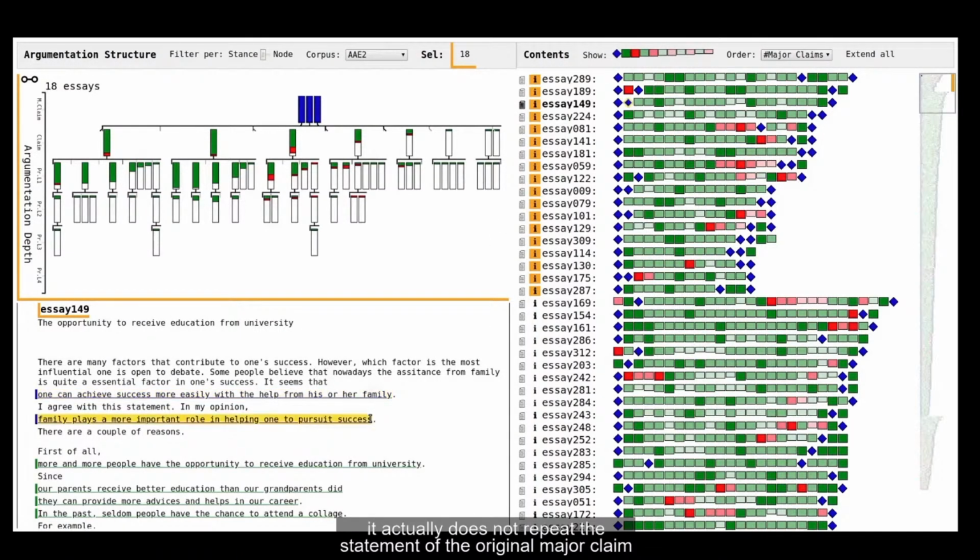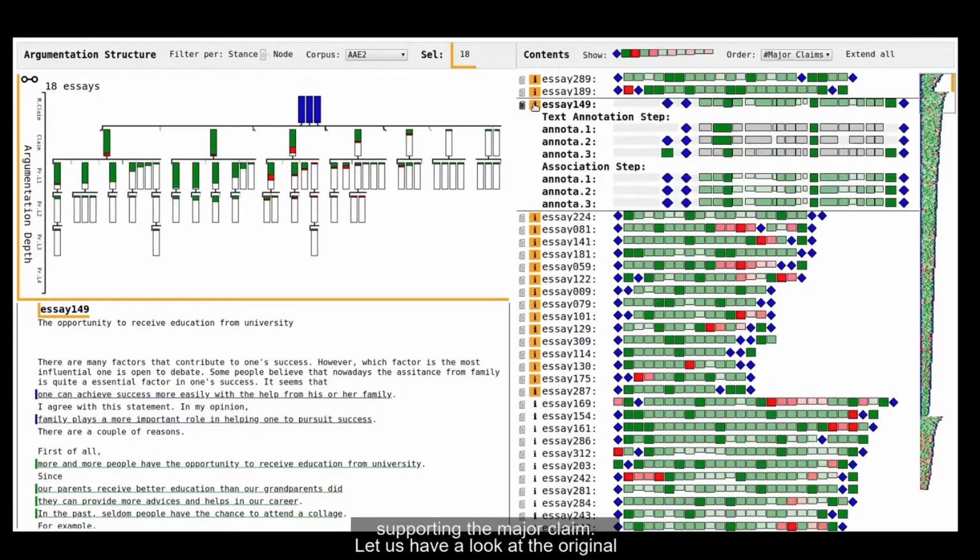It actually does not repeat the statement of the original major claim, but extends it. The phrase could also be seen as a claim supporting the major claim. Let us have a look at the original annotations for this essay. The essays of the corpus have been annotated by 3 independent annotators in a 2-step process that is depicted in the annotation view of the argulines.